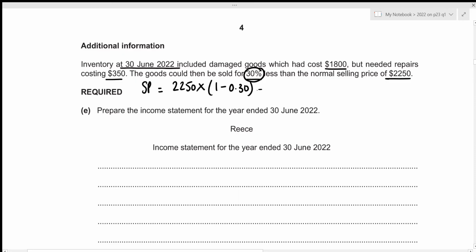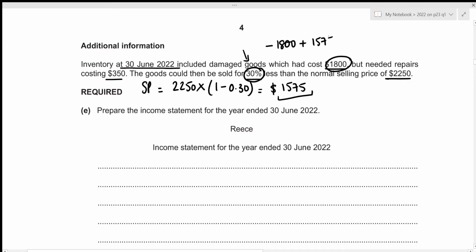And this gives our new selling price to have the amount of 1575. Okay, and we are told that these are the damaged goods. So whenever some goods are damaged, we need to subtract its cost from the total inventory value. And the cost is 1800, right? Then we can include its value at which it could be sold for, which is 1575.